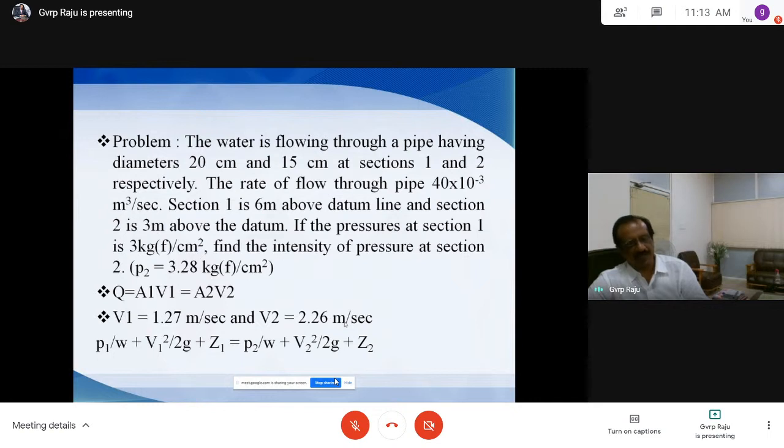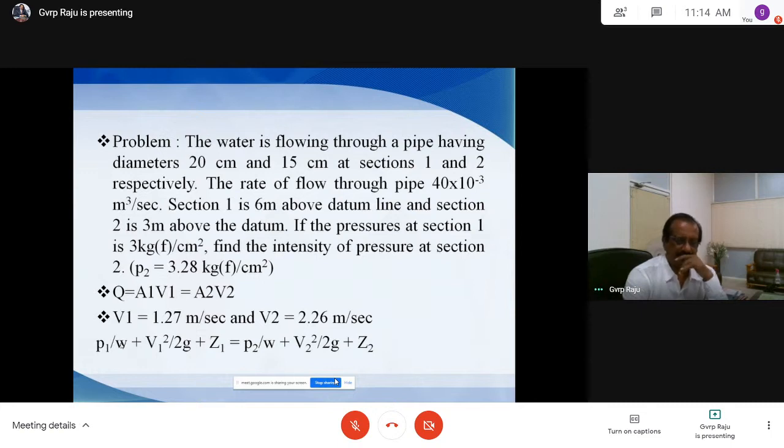Now apply Bernoulli's equation: P1 by W plus V1 square by 2G plus Z1 is equal to P2 by W plus V2 square by 2G plus Z2. The value of P1 is 3 kg per centimeter square, which is equal to 3 into 10 power 4 kg force per meter square. So P1 is equal to 3 into 10 power 4 by the value of W, which is 1000.